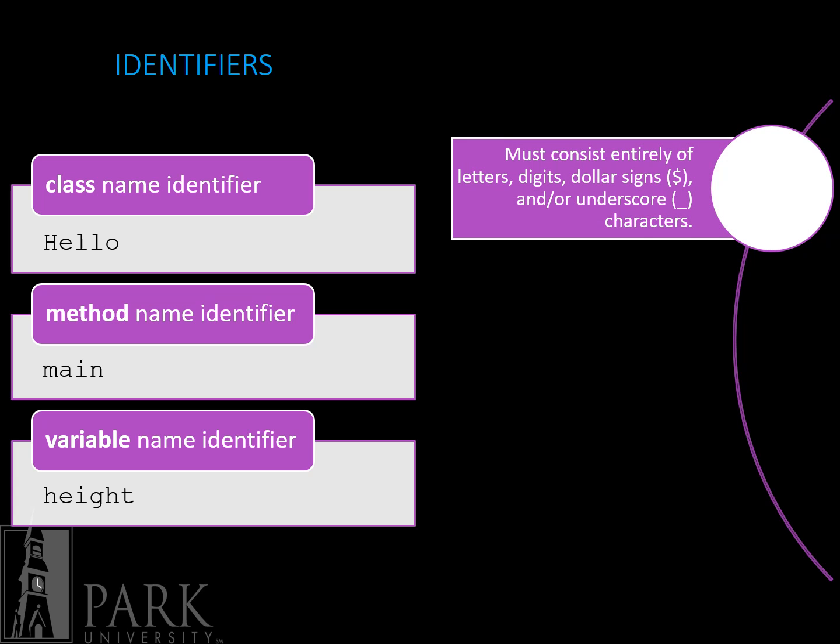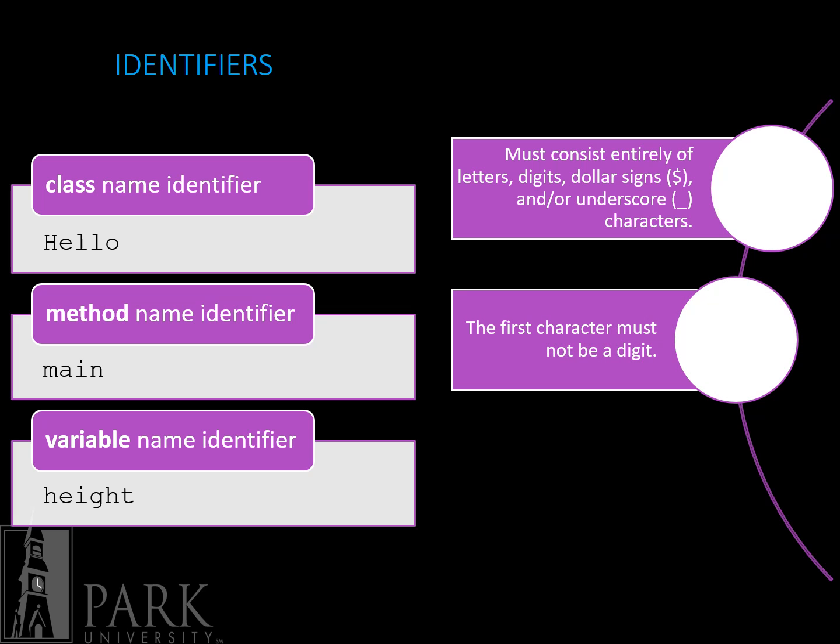It must consist entirely of letters, digits, or a $ sign and or an underscore. So that's it. Those are the only things that you can use in your variable names. No hashtags, no @ symbols, none of that. Letters, digits, dollars, and underscores. Also, the first character must not be a digit. So you can't have like 1x. You can have x1, but you can't have 1x.